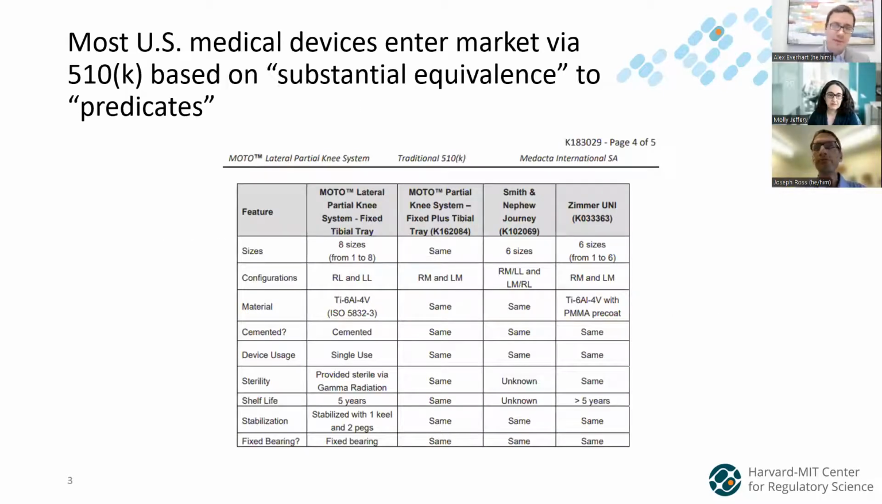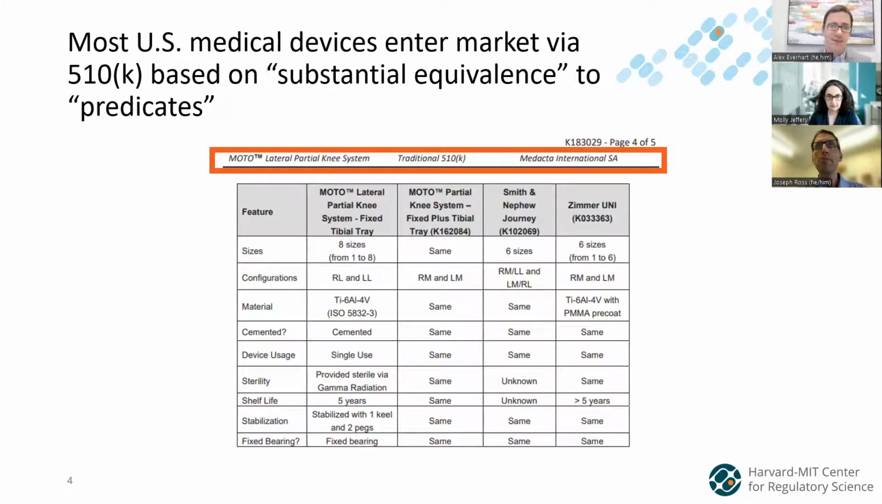Primary motivation for this work is the fact that most U.S. medical devices in the United States enter the market through the 510K clearance process, where an applicant demonstrates that their product is substantially equivalent to one or more predicate devices. So here's an example of what that looks like in practice.